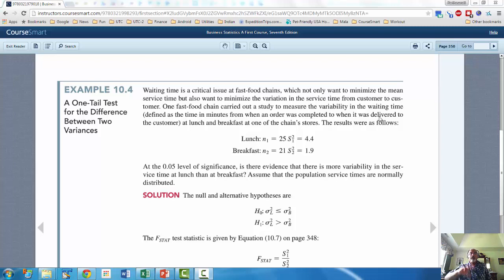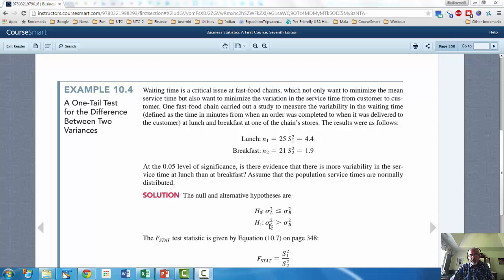And we want to look at two different times of day: lunchtime and breakfast. For lunchtime we have a sample of 25 and the sample variance turned out to be 4.4, and breakfast is a sample size of 21 and the variance is 1.9. We want to test whether the lunchtime variance is greater than the breakfast time variance. The lunchtime sample variance is 4.4, so that turns out to be okay because that's the larger variance, so that goes in the numerator.